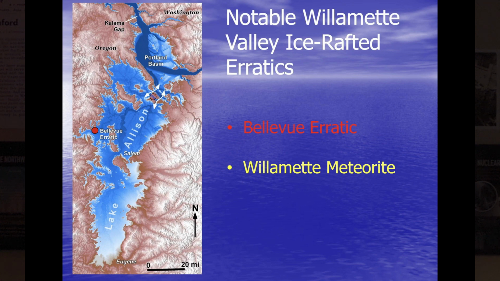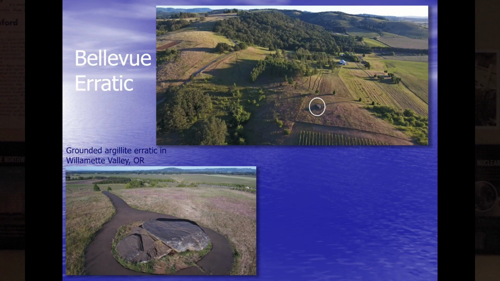And it was carrying lots of icebergs, I'm sure, with erratics, ice-rafted erratics. The first one I want to show you is the Bellevue erratic. This is what it looks like from the air. The circled Bellevue erratic in the upper image is 300 feet above the floor of the Willamette Valley. And the one on the lower left is a close-up of that same erratic. It's also argillite. It's one of the 10% of erratics that I've seen that are argillite.